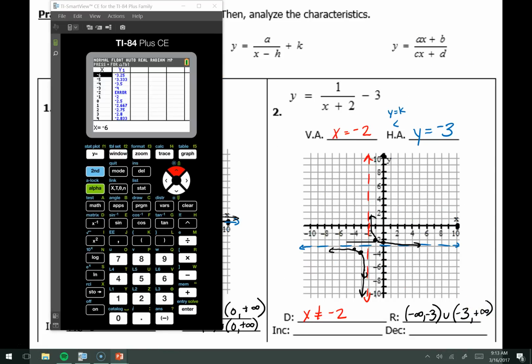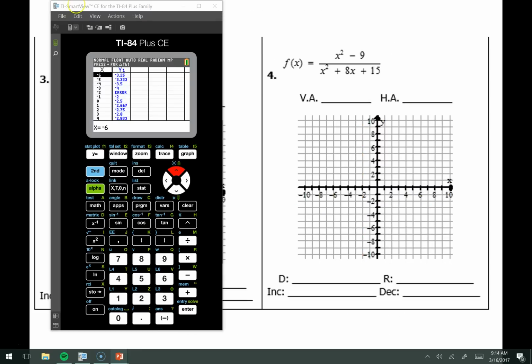Okay, so then ask yourself this question. Is this one increasing or decreasing? It's going downhill, reading left to right, and then it's going downhill again, reading left to right. So that means this one is decreasing everywhere and never increasing. The decreasing is happening everywhere except at x equals negative 2, which means our decreasing is negative infinity to negative 2 in union with negative 2 to positive infinity.